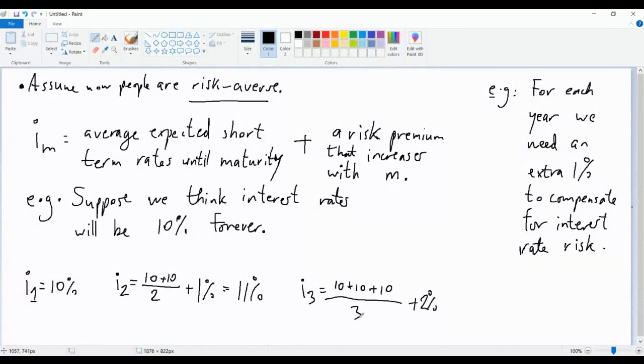And the average of this is 10 plus 2 is 12%. So you see, this way, even without expected interest rates rising, we can get an upward sloping yield curve. And the upward slope, in this case, reflects how risk-averse people are, or how people feel about interest rate risk. Okay? Any questions, thoughts, doubts?